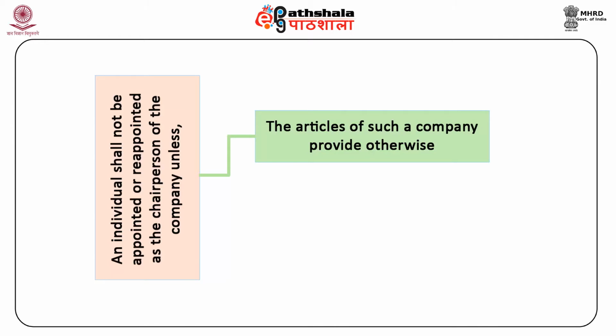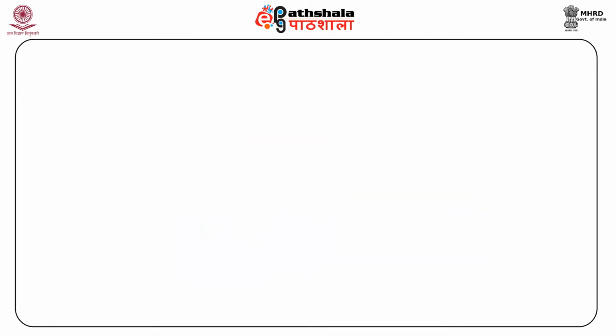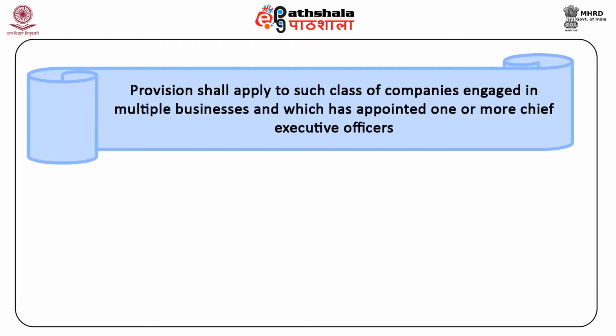first, the articles of such a company provide otherwise, or second, the company does not carry multiple businesses. Provided further that nothing contained in the above provision shall apply to such a class of companies engaged in multiple businesses and which has appointed one or more chief executive officers for each such business as may be notified by the central government.